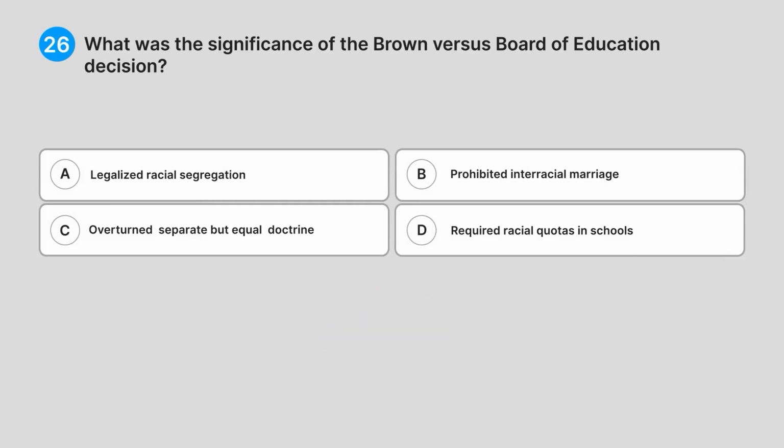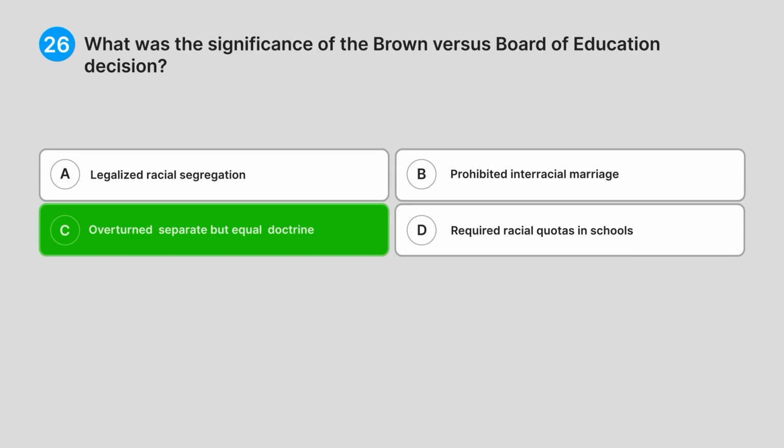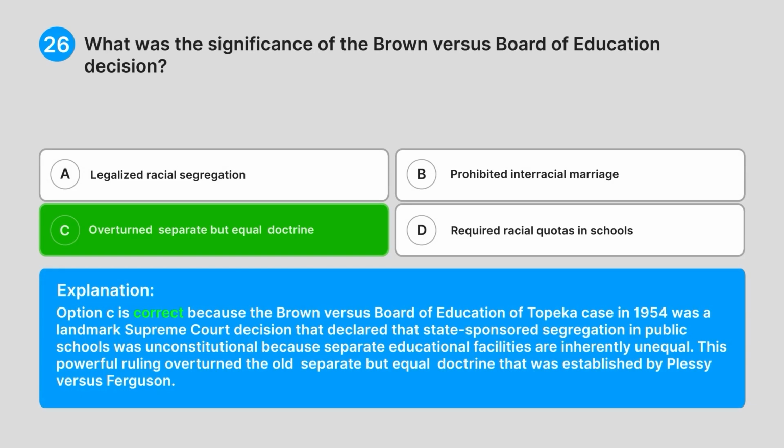Correct answer. C. Overturned separate but equal doctrine. Explanation. Option C is correct because the Brown versus Board of Education of Topeka case in 1954 was a landmark Supreme Court decision that declared that state-sponsored segregation in public schools was unconstitutional because separate educational facilities are inherently unequal. This powerful ruling overturned the old separate but equal doctrine that was established by Plessy versus Ferguson.